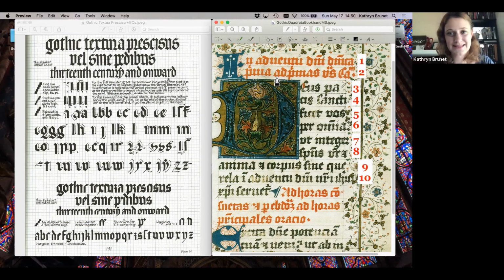This next word is A-D. This one's a little more straight up. We're a little more vertical with this D. And then primus, P-M-A-S. A lovely S here, and this abbreviation.